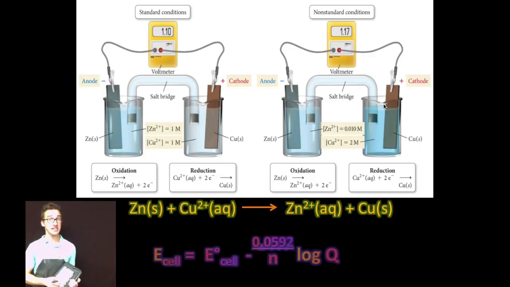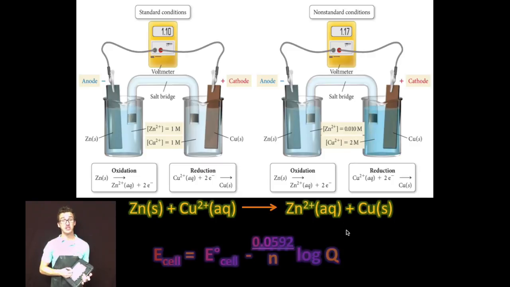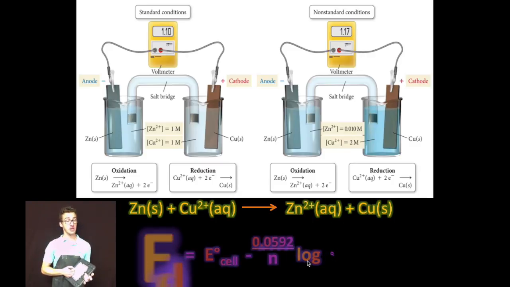But think about what happens here under our non-standard conditions. The concentration of our reactant is 2 molar. The concentration of our product is 0.01 molar. We have a much higher concentration of reactant than we have product, which means that we're going to have a Q value that's less than 1. When you take the log of a number less than 1, you get a negative value. Subtracting that negative value will give you a larger cell potential overall. Remember, your Q is only going to involve the aqueous parts of your equation. You don't have to worry about the solid components when we're talking about determining the value of Q.